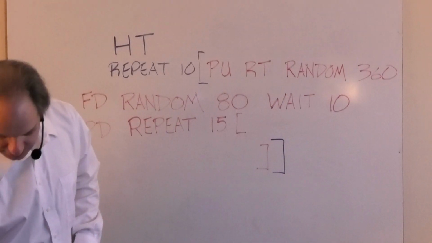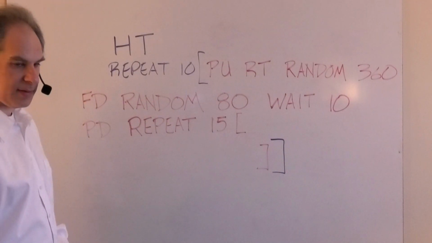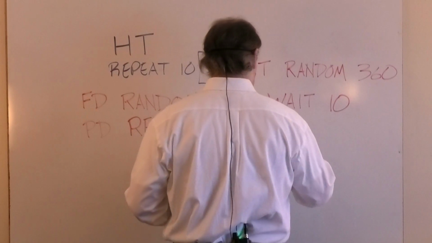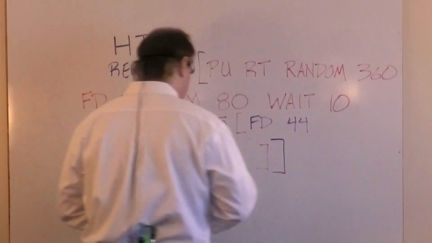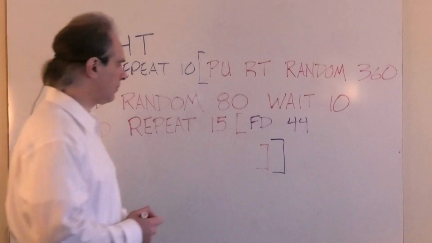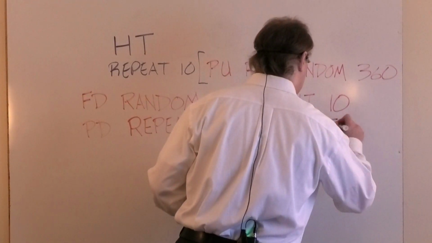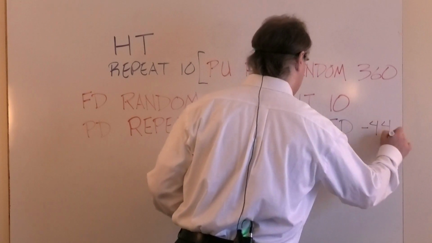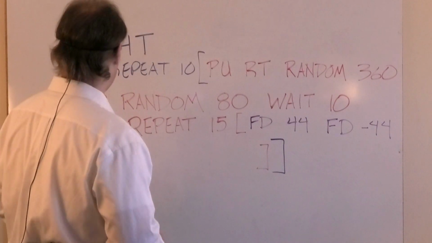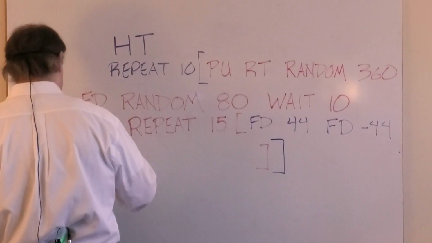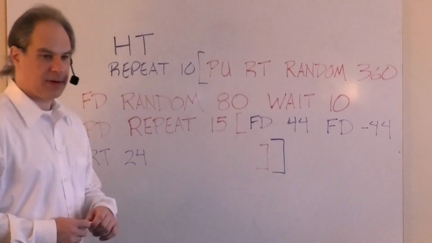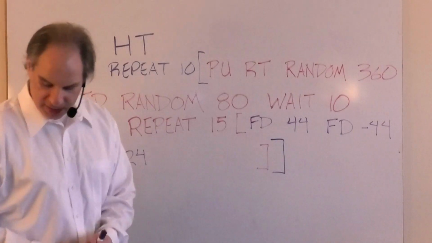Okay. Forward 44. And then forward the same variable but negative. In this case, forward negative 44. Right after the other? Okay. Oh, to draw the line with the pen down. Okay. Because there's the pen. Right. 24. Close the bracket.